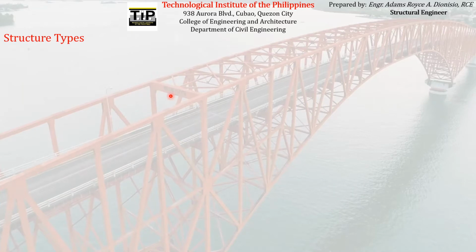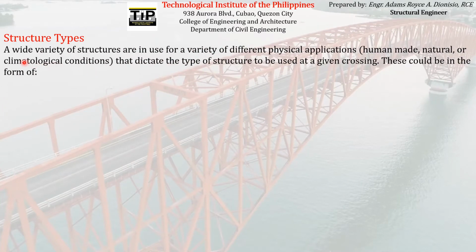So in actual bridge construction, there are a number of different bridge structure types that are usually used depending on where exactly it will be constructed. So a wide variety of structures are in use for a variety of different physical applications like human-made, natural, or climatological conditions that dictate the type of structure to be used at a given crossing.